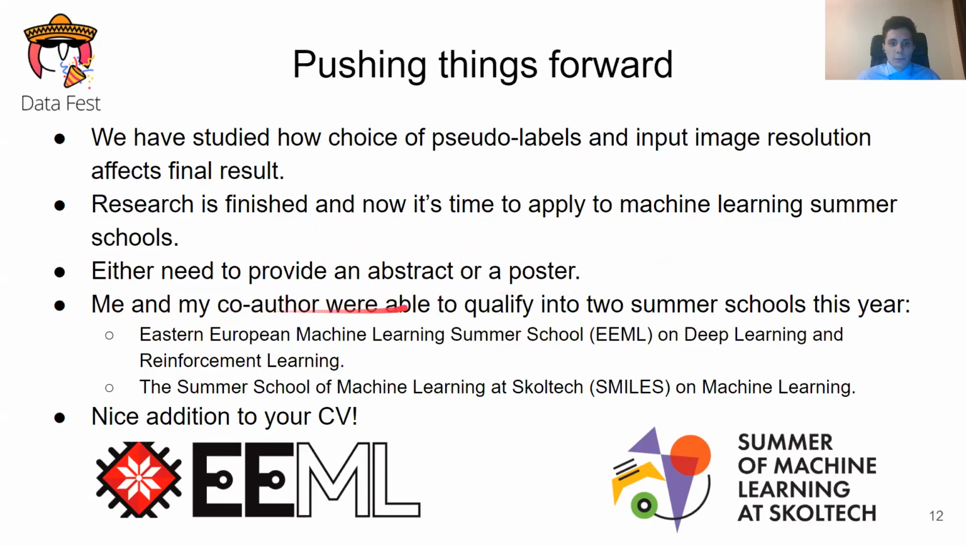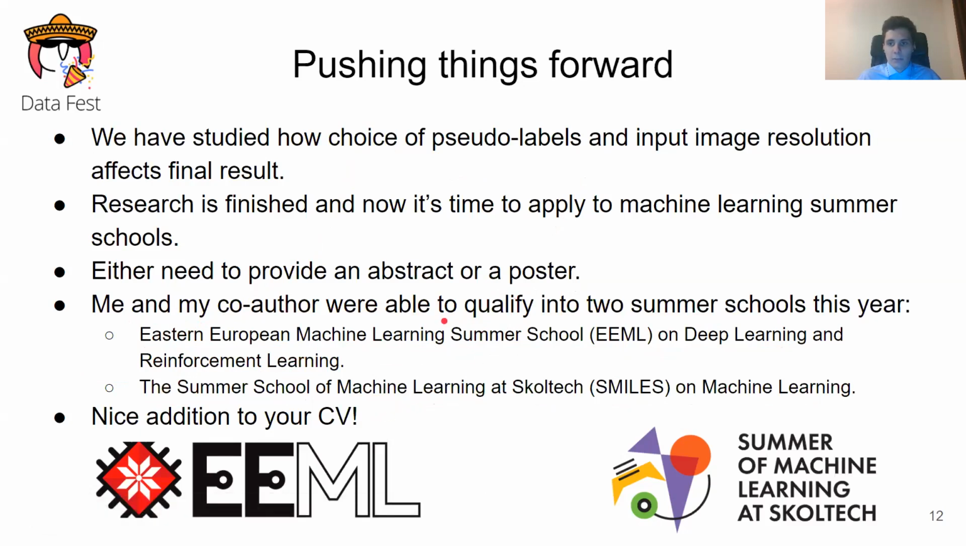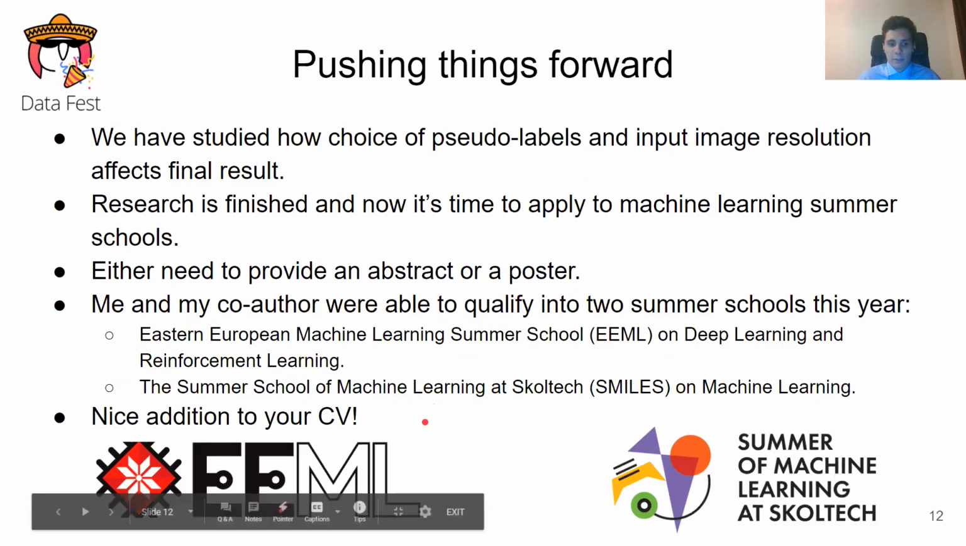My co-author and I were able to qualify for 2 summer schools this year. The first one is the Eastern European Machine Learning Summer School, EEML, on deep learning and reinforcement learning. The second one is the SMILE School, a summer school of machine learning at Skoltech. And I had a great experience being part of such events. It's also worth mentioning that participation in such events is a nice addition to your CV. It provides you good opportunities to land a new job or to get into some cool master's or PhD program.